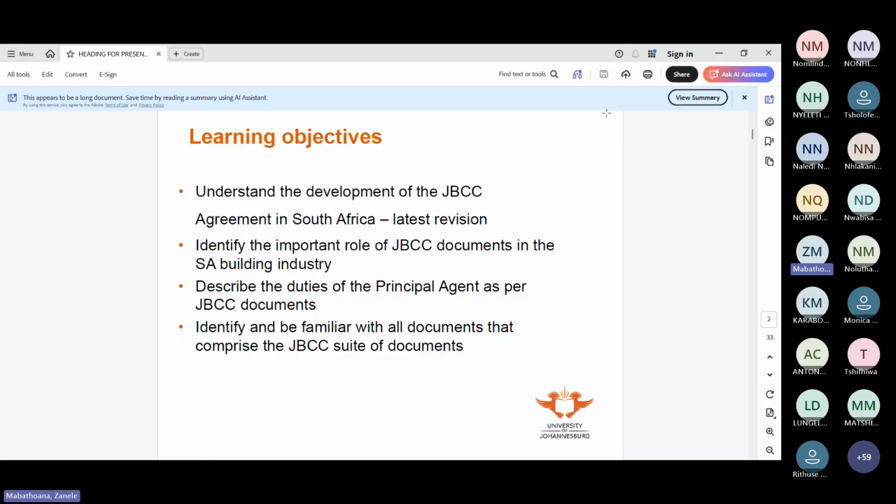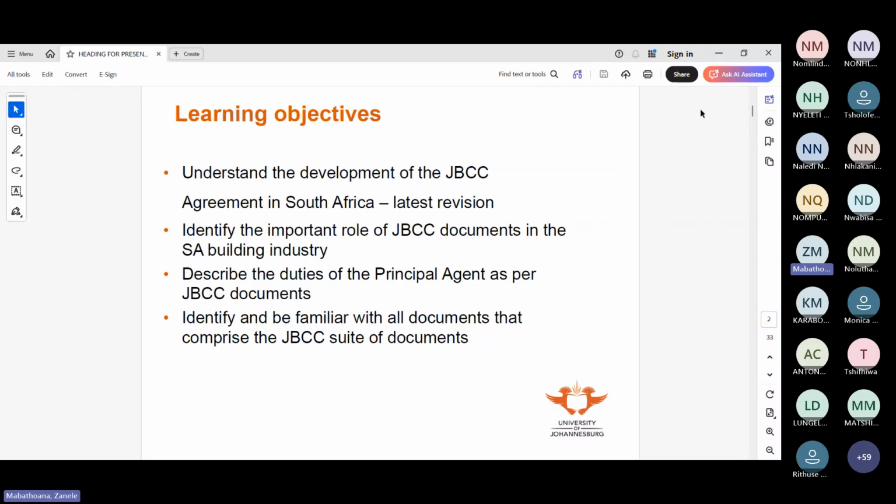So we're doing the JBCC contract. It is a South African contract. It's the Joint Building Contract Committee. That's what JBCC stands for. We will deal with the latest JBCC edition, the latest agreement, which is the JBCC 6.2, that is currently in circulation, currently being used by industry. Okay.